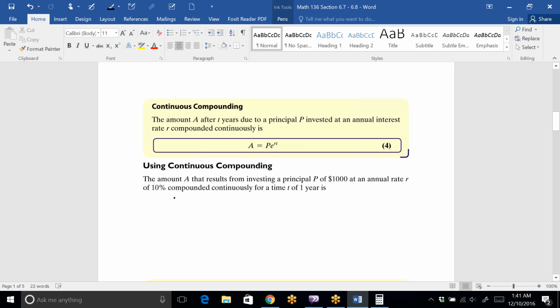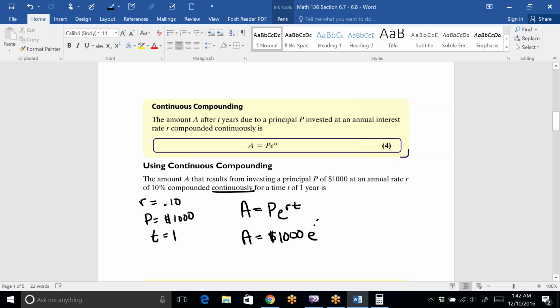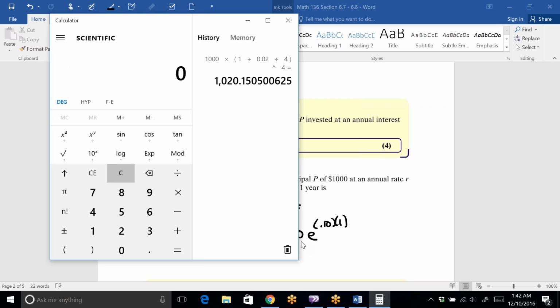Using continuous compounding, find the amount A that results from investing a principal of $1,000 at an annual rate of 10% compounded continuously for a time of 1 year. So 0.10 is my rate. My principal is 1,000. My time is 1, and I'm using the Pert formula because of the word continuously. That's the only time you can use this formula. So A equals 1,000 times e, because e is a number, to the 0.10 times 1, which will just be the 0.10 power.